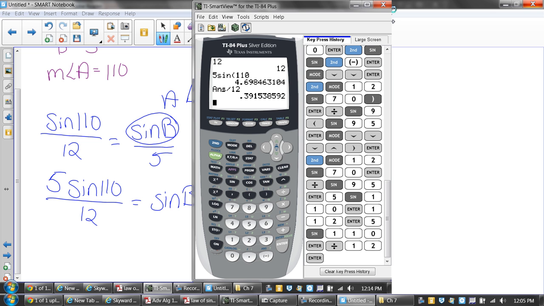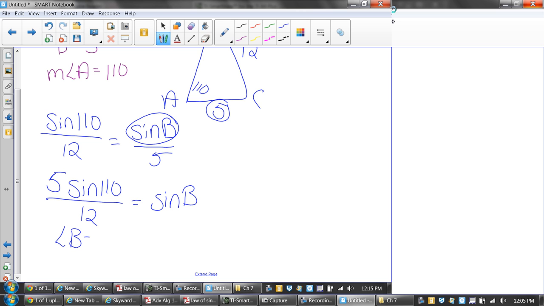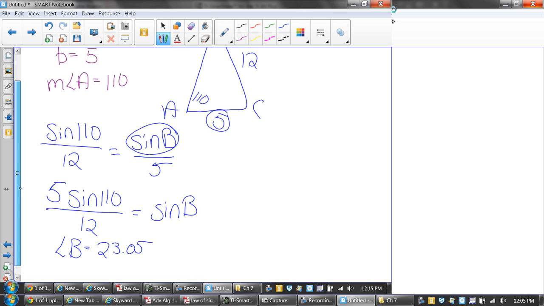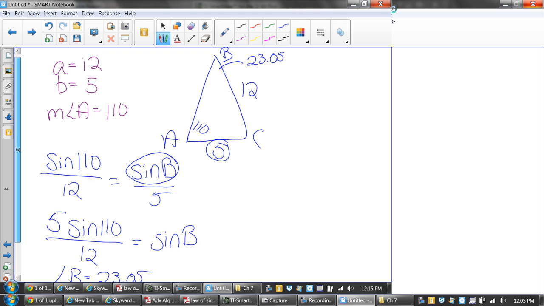We get some nasty decimal, and then we take what, the inverse sine? Sine. Second answer. 23.05. Okay, so I'm just going to plug it in. Okay, now if we look at our triangle, we have 2 angles.